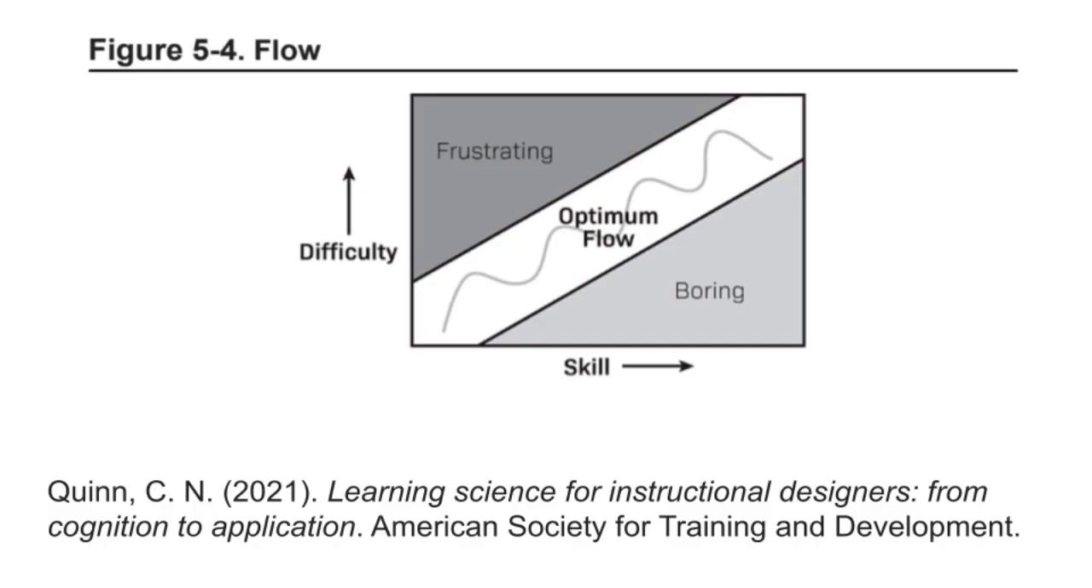So the goal really is thinking about the optimal flow. If someone is highly skilled, you want to increase that challenge. If someone is just starting out, you want to give them some easy wins to motivate them, to keep them going. So that's something that I think about, whether designing for higher education students or adult learners in the corporate world. What is that optimum level of challenge for them?